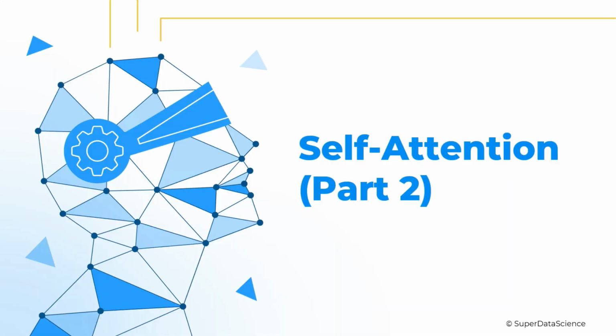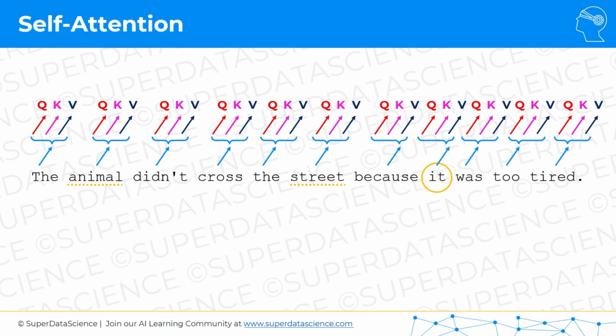Hello and welcome back. Today, we're continuing with self-attention. All right, so previously we left off over here where every single word in our sentence has its own vector representation, and that's the blue vector. And then from that blue vector, we are allowing the transformer to create these three vectors using linear transformations.